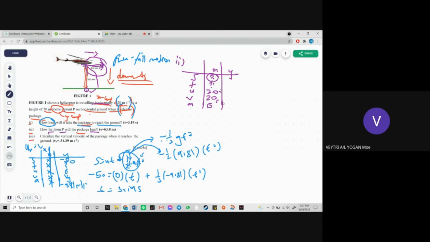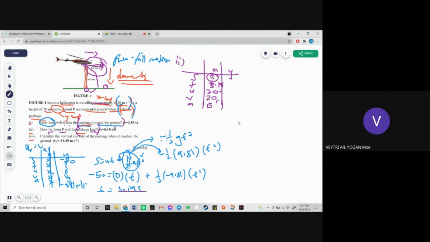Time ni, kalau you guys realize, how long will it take for the package to reach the ground and package land? Package to reach the ground and package land. Adakah itu benda sama? Benda sama. I think it sounds very similar, right? Basically, both is talking about the package hitting the ground. So, the time taken for the package to land is, you can copy back the answer, 3.19 seconds.